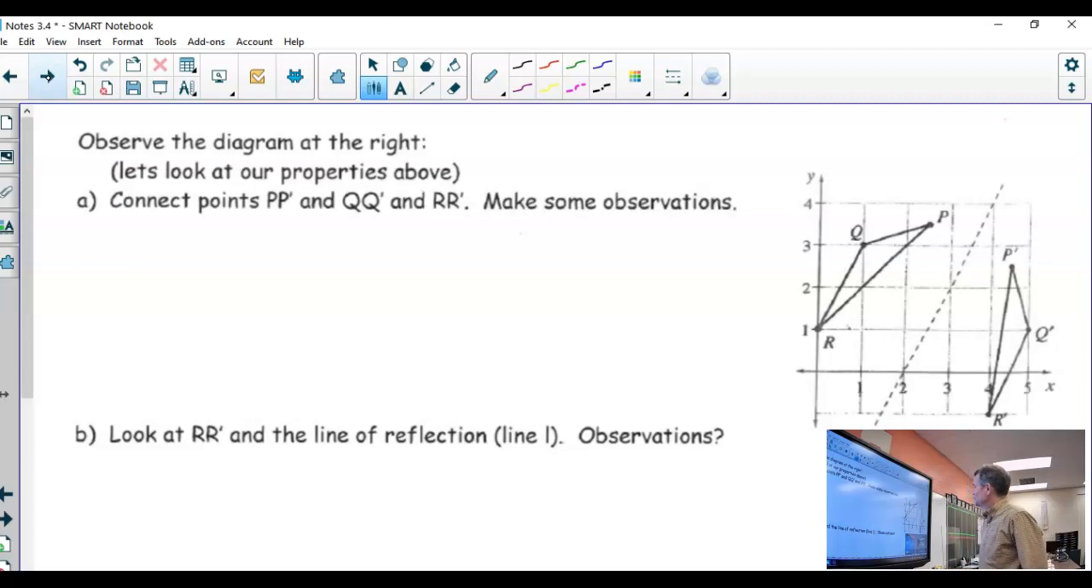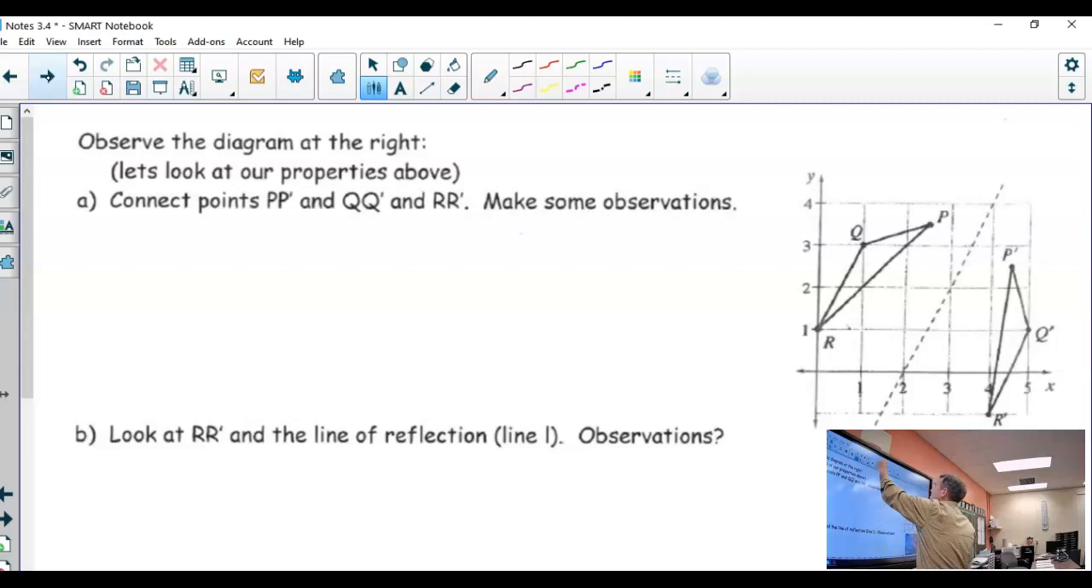So we're looking at this diagram, and the first thing it wants me to do, okay, so it's a reflection, right? I've got a line of reflection, and you can see triangle QPR and triangle Q prime, P prime, R prime, which is its image.